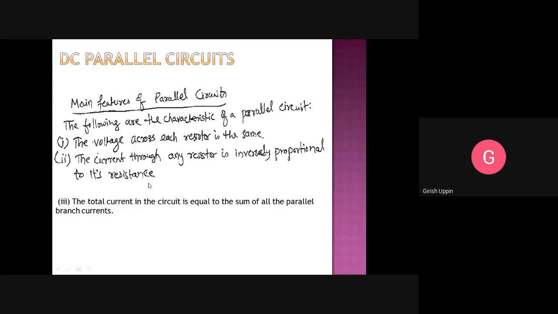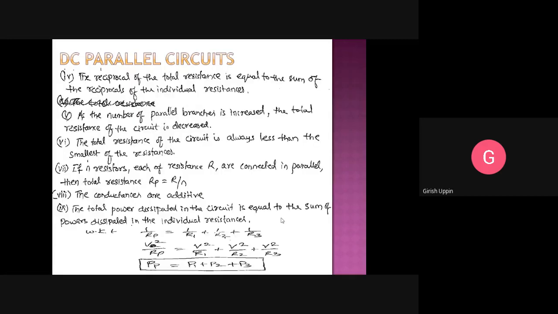Less resistance means more current will flow in that path. More resistance means less current will flow in that particular path. The total current in the circuit is equal to the sum of all the parallel branch currents, that is I is equal to I1 plus I2 plus I3. The reciprocal of the total resistance is equal to the sum of the reciprocals of the individual resistances, that is 1 by Rp is equal to 1 by R1 plus 1 by R2 plus 1 by R3.